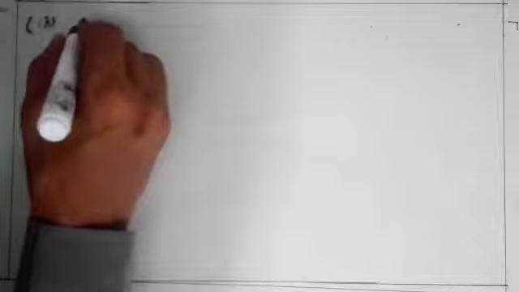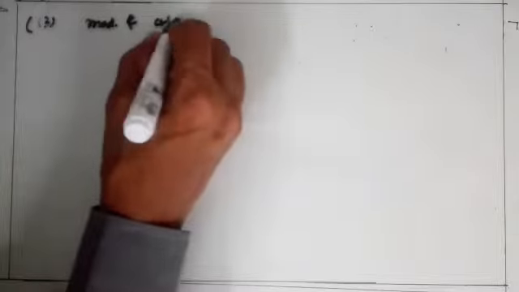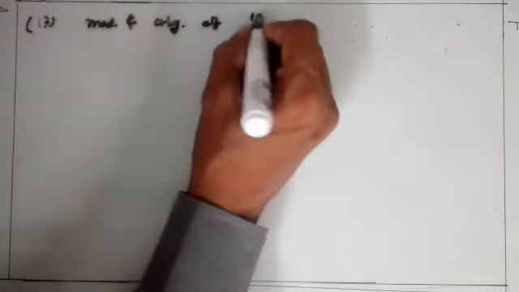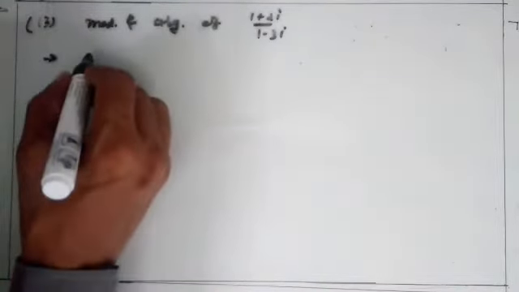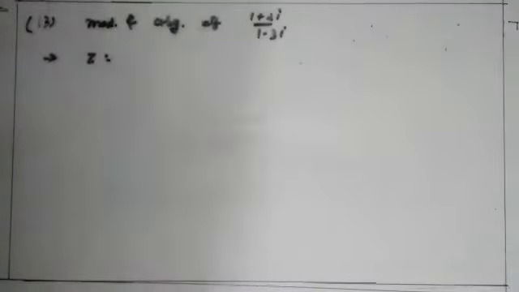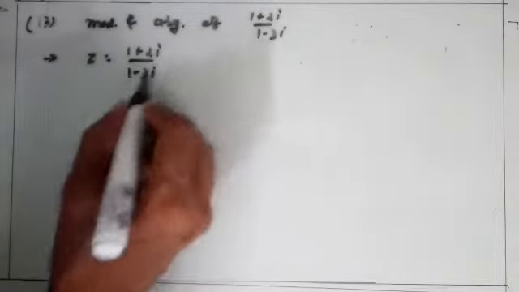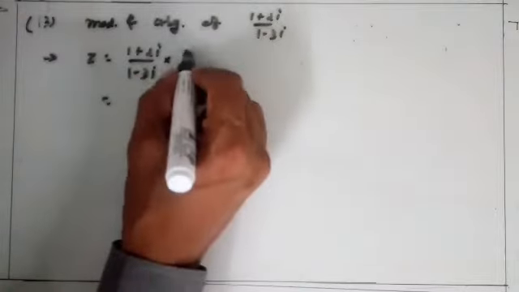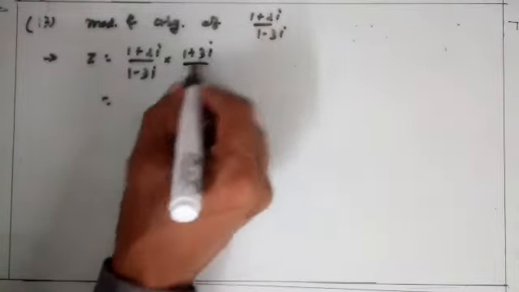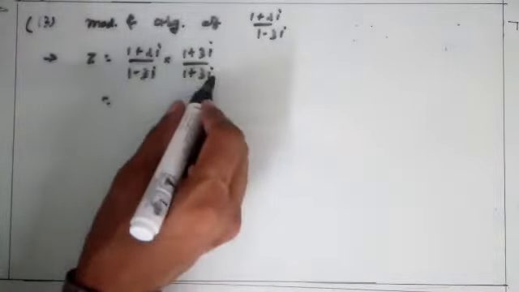Question number 13. Find the modulus and argument of 1 plus 2i upon 1 minus 3i. Compare the given complex number with z, or say this is a complex number, z is equal to 1 plus 2i upon 1 minus 3i. Now to get into standard form, multiplying by the conjugate, 1 plus 3i upon 1 plus 3i. Here the conjugate of 1 minus 3i is 1 plus 3i.